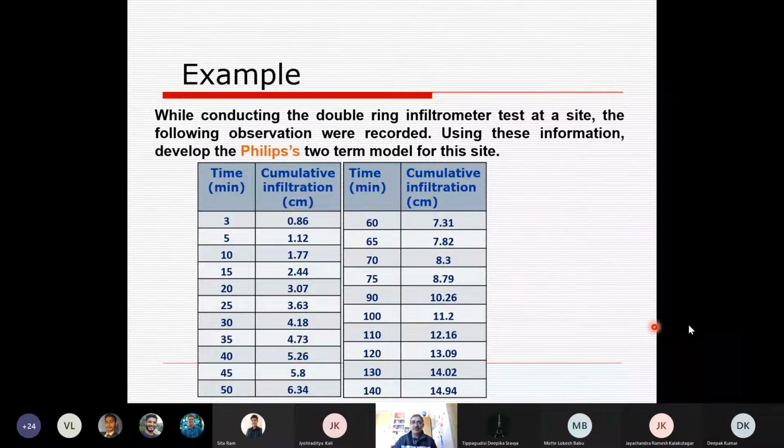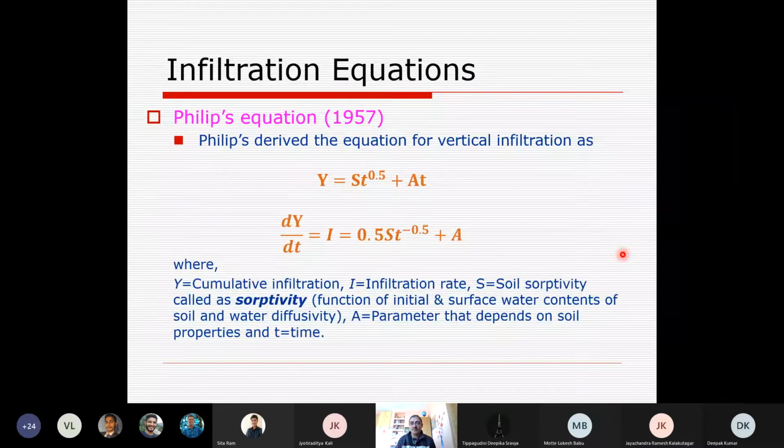Now, write down this Kostyakov equation first. Phillips equation, sorry, because we are fitting the Phillips equation. Cumulative infiltration y is equal to S t to the power 0.5 plus A t. And I, that is infiltration rate, what is the unit of infiltration rate? In all these relations, we have taken centimeter per hour. That is 0.5 S t to the power minus 0.5 plus A. And t is taken in minutes.